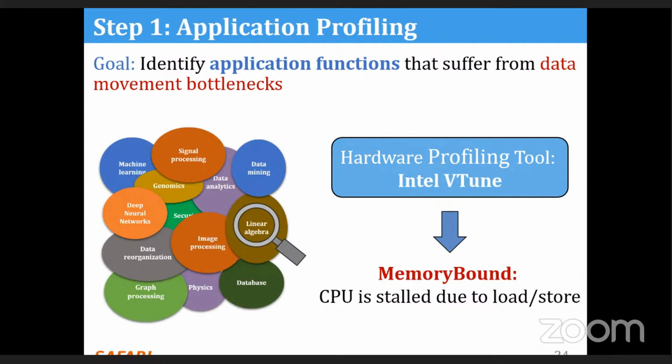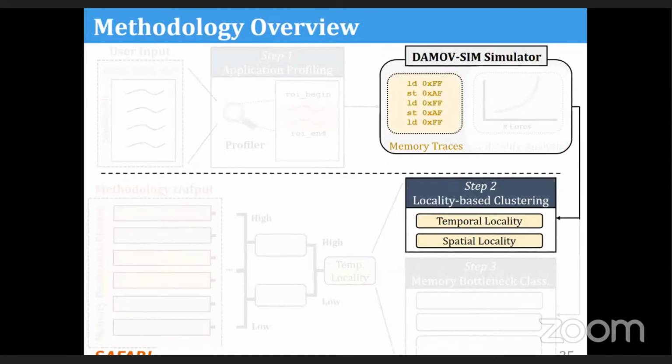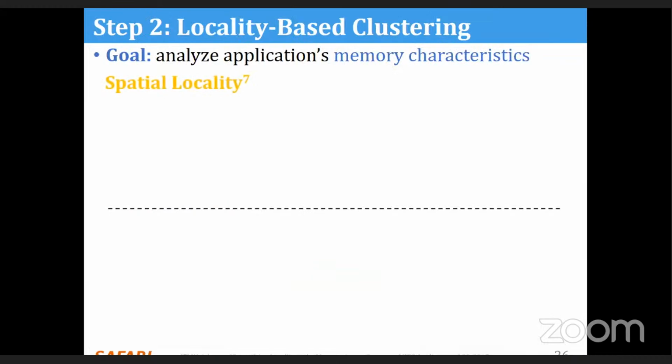By the way, you can skip this step completely if you already know what part of your application you want to analyze, right? So if you have the suspicion that one particular portion of your code is memory bound, you can just go to step 2 directly. And in step 2, we analyze this code by obtaining the temporal locality and the spatial locality. And this is architecture independent, as you will see.